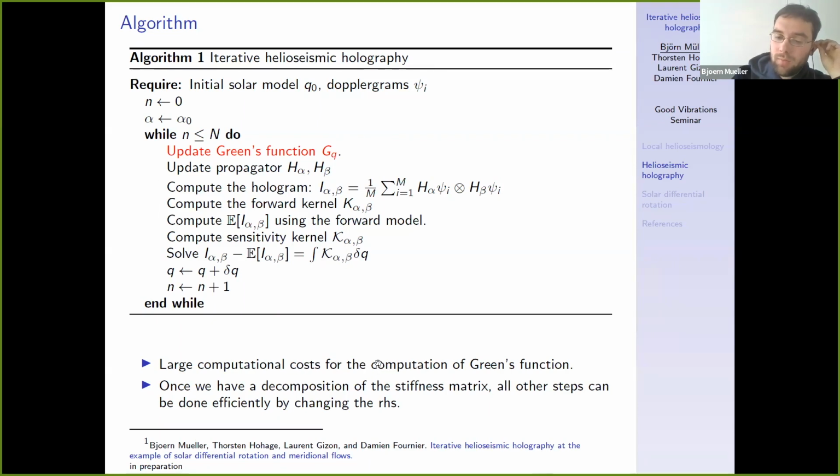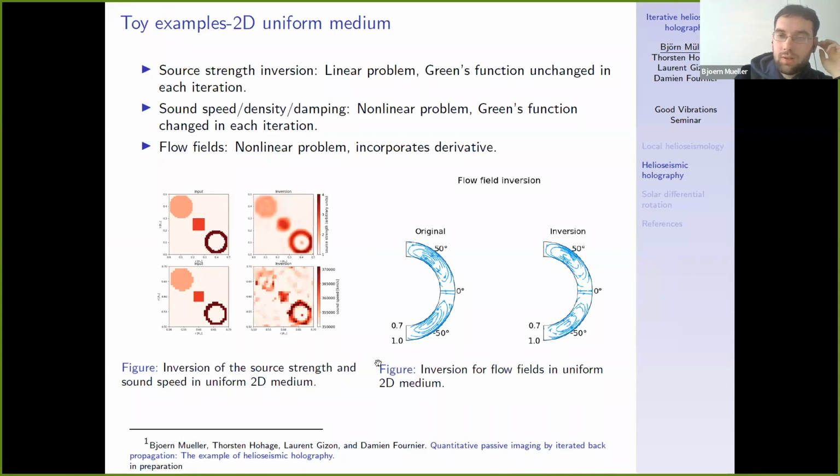And yes, I want to show this later on. So first we started with some toy examples in a 2D uniform medium. Why a 2D uniform medium? Because in a 2D uniform medium, it's still possible to do the inversions without thinking about the computational cost so much. So I started with some surface inversions. This is a linear problem, and the Green's function is unchanged in each iteration. So it's the most simple problem we can work on.